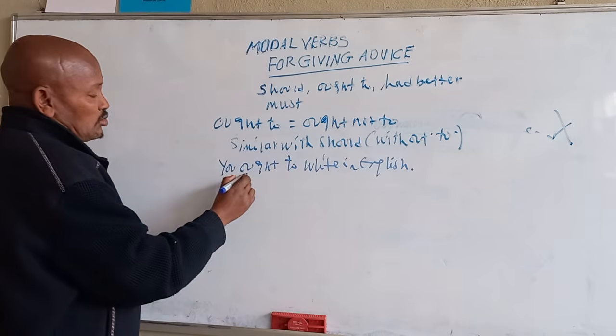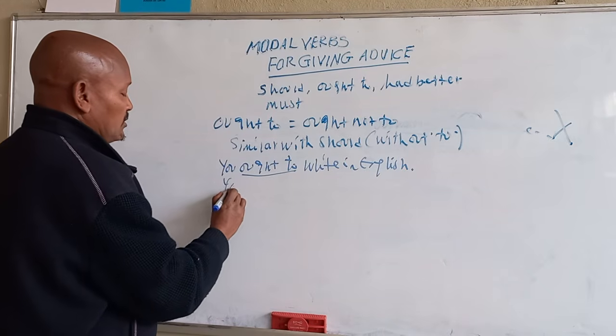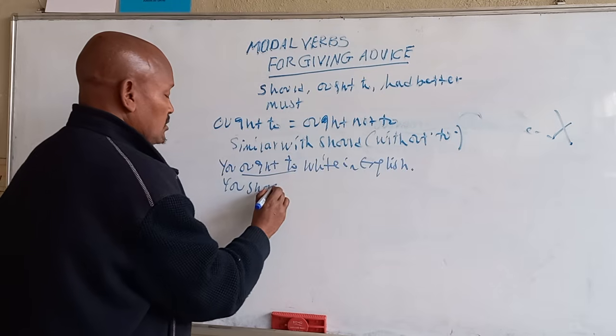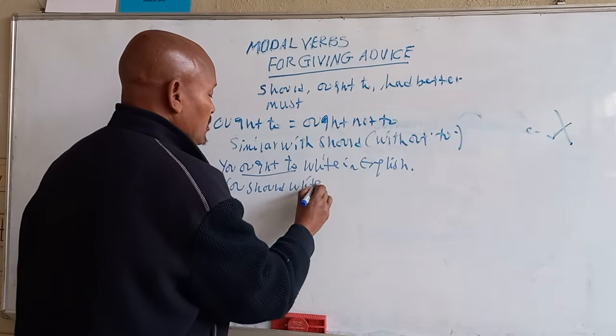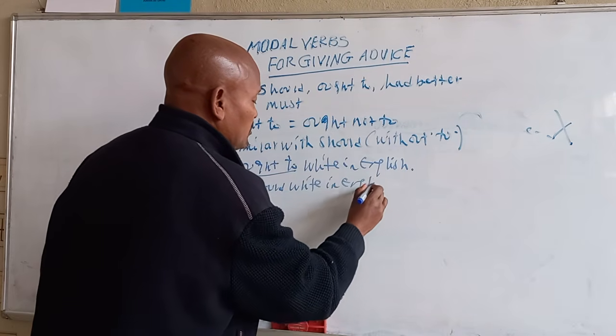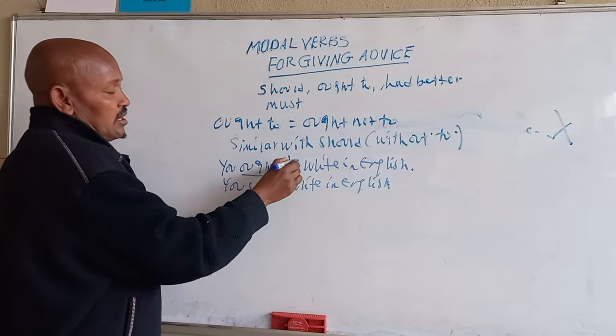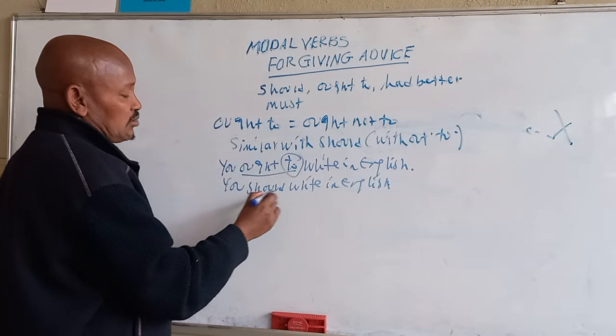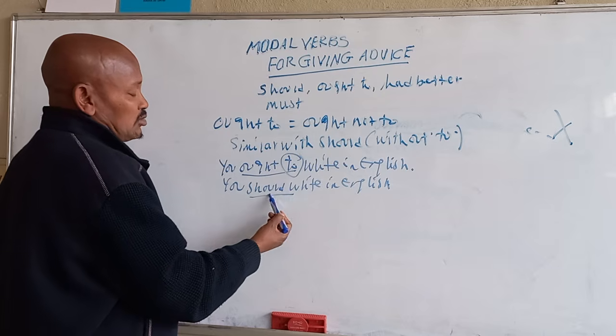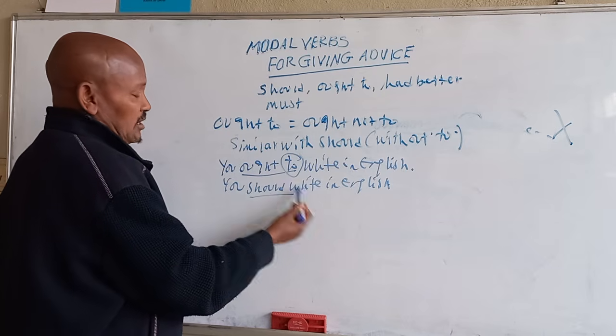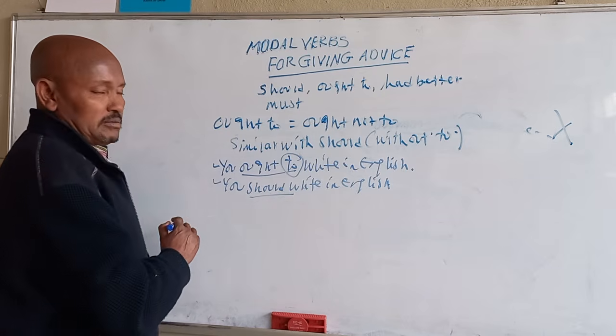Look here. "You ought to write in English" has the same meaning as "You should write in English." So what is the difference? The difference is that there is an infinitive "to" with ought, but in the case of should, "to" is not written; should plus the base verb is used here. It has the same meaning of giving advice, all right?